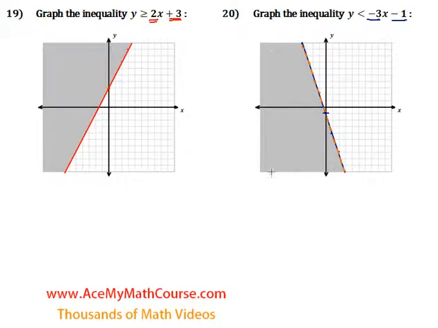But as long as you know that we need to draw a broken line when we have y is smaller than negative 3x minus 1 without the equal. And what does that mean? Well, it means that any point on the line is not a part of the solution for this inequality. But anything below is fine. So that's it.